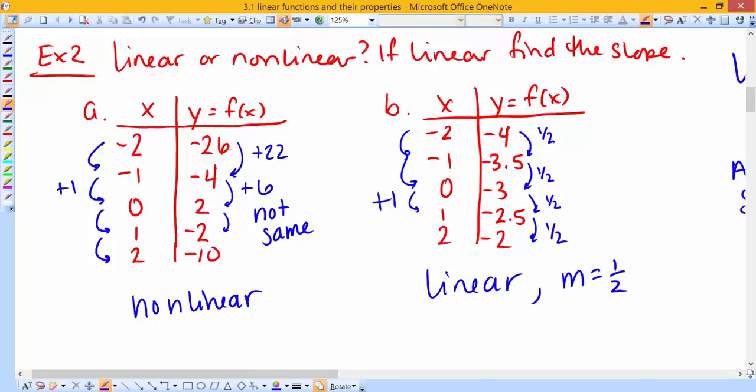So from negative 26 to negative 24, I'm adding 22. Then to go from negative 4 to 2, I'm adding 6. As soon as you see they're not the same, it is non-linear. Then I go to B.